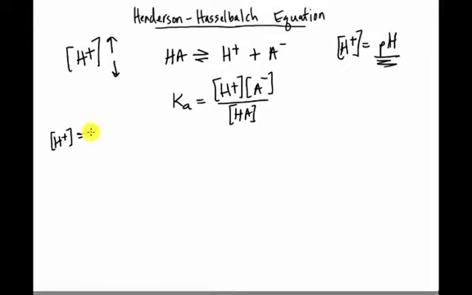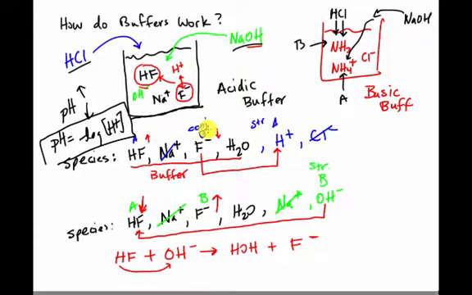What I would end up with is Ka is equal to the concentration of the acid over the concentration of the anion. Now why would I do this? Why would I use the equation in this format? Well, if we go back to this buffer over here, what we've been looking at are these two things changing. Remember we looked at this changing here, right? That hydrofluoric acid and the conjugate base changing. We kept seeing that in both of these problems, these two were the things that were changing.